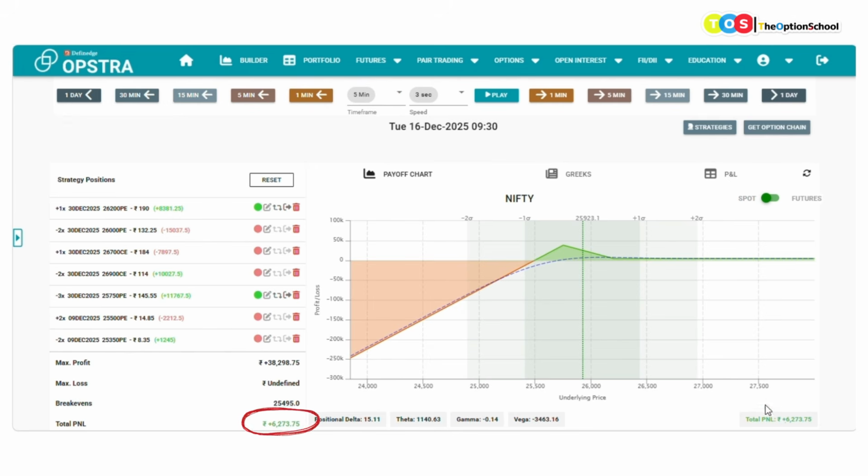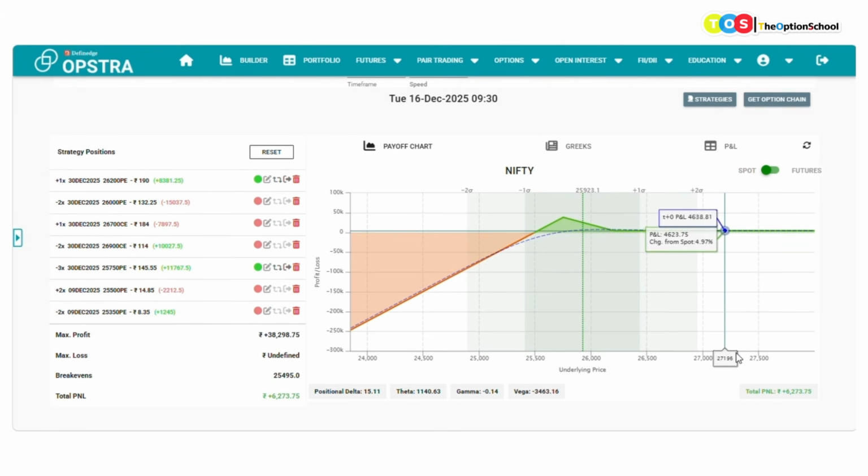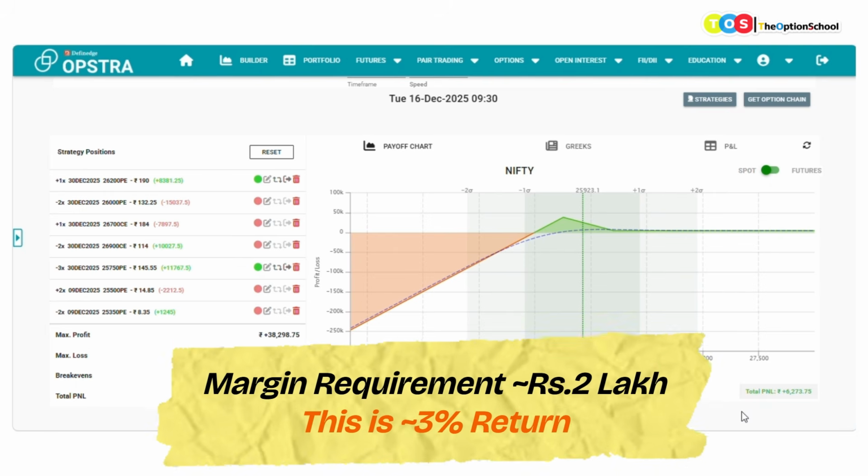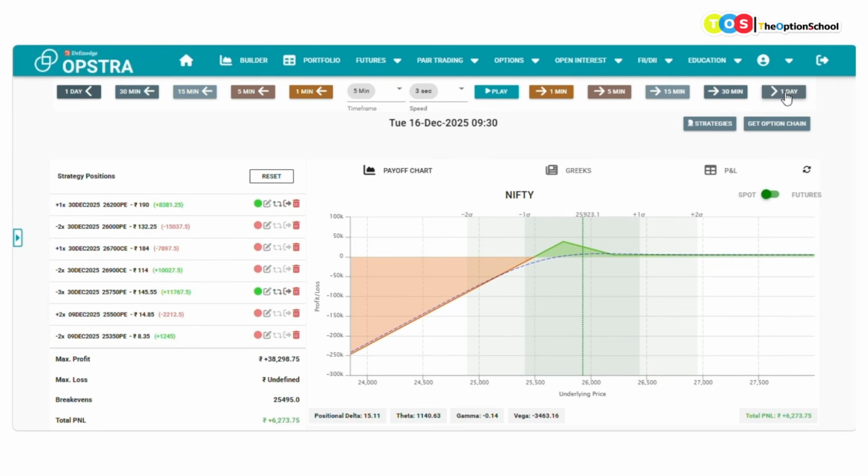6273. Now I am making 6273. So this is a decent return on a 2 lakh rupees margin. This is around 3%. So this is the point where I can definitely book this trade. If we keep moving, 6615.